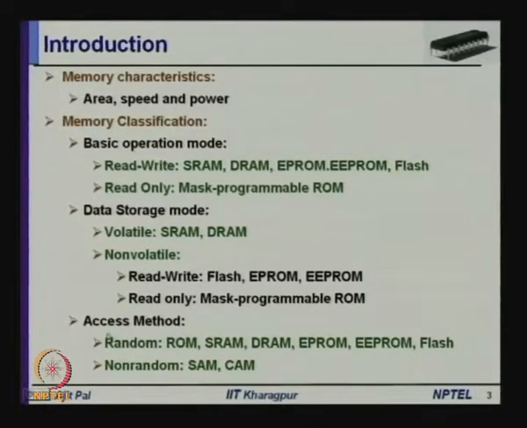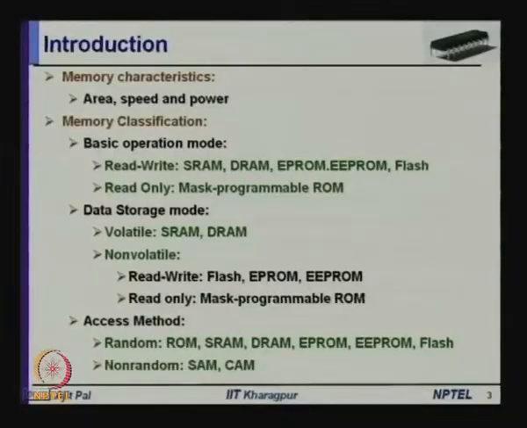Finally, the final categorization is based on access method. There are 2 basic ways by which you can categorize. One is random. There are some memories which are random access. Random access means you can read from any part of the memory. So, you may have, for example, 16 kilobytes. You can read any byte and the access time is same. So, these are random access.